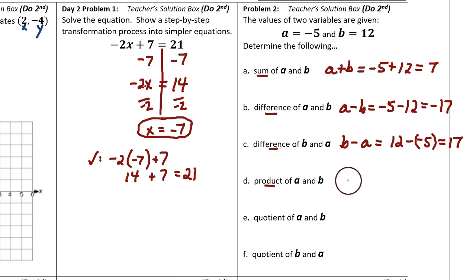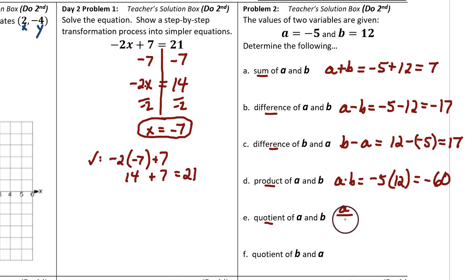Next, we want the product of A and B. That's A times B. A is negative 5 and B is 12. Notice you can use a dot to mean multiply, or you can write two numbers side by side where one of the numbers is in parentheses to mean multiply. This makes negative 60.